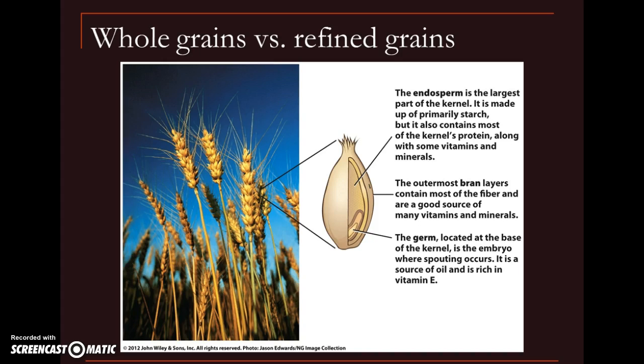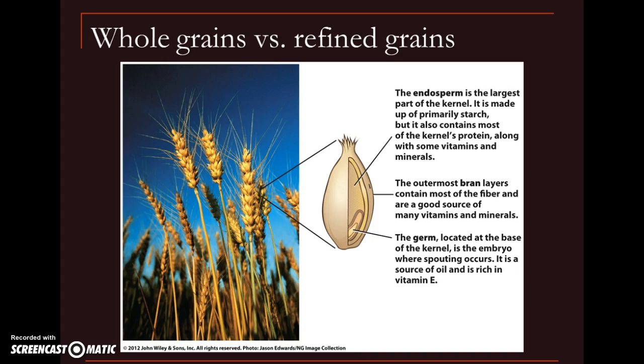So when you consume white bread, when you consume a potato, any of those things that we think of as being high in carbs are typically high in starch. The outermost layer is the bran layer, and that contains most of the fiber and is a good source of lots of vitamins and minerals.